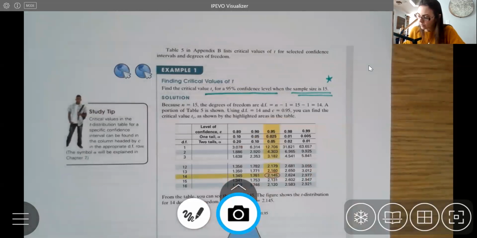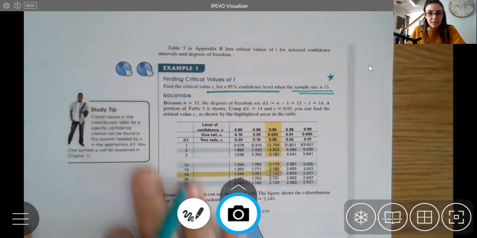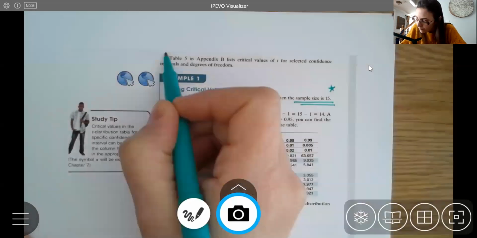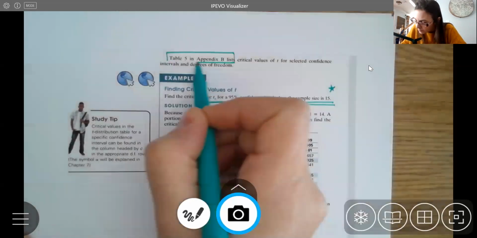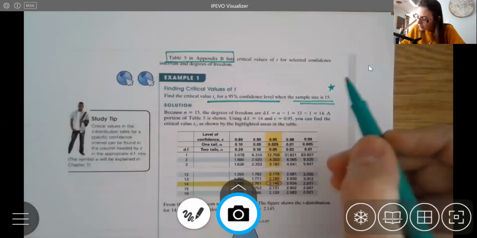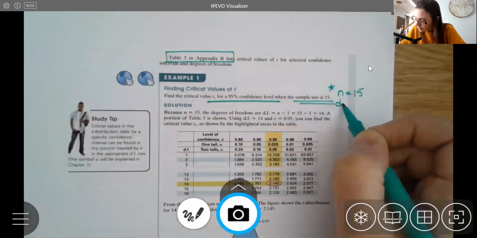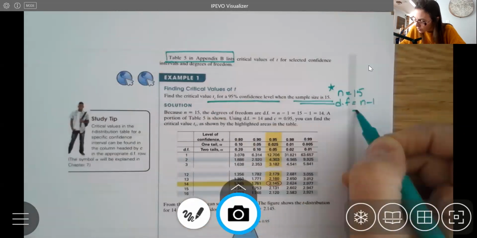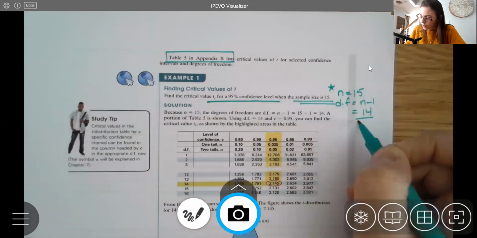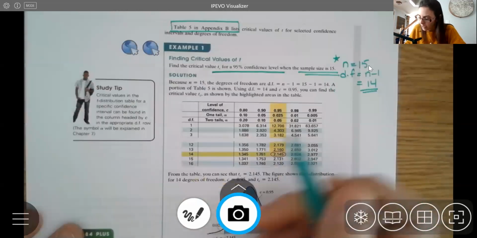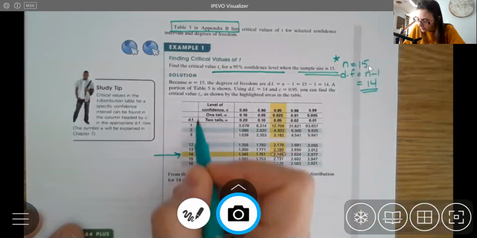So this is a piece from the back of the book. This is table 5 in Appendix B. And our sample size is 15 here. So n is 15, which means the degrees of freedom is n minus 1, which is 14. So when you're using the table, one thing you have to look at would be the degrees of freedom.